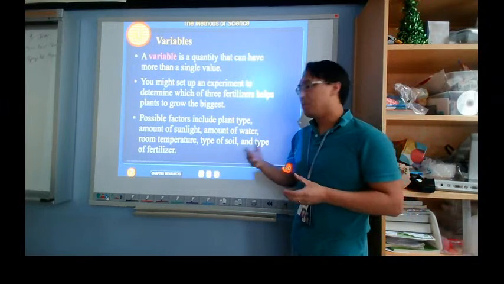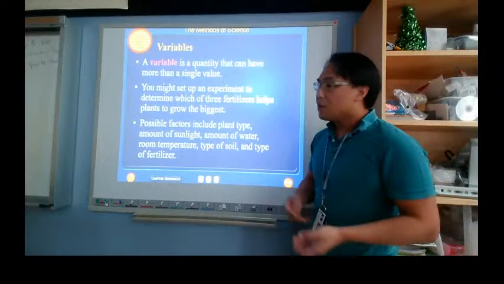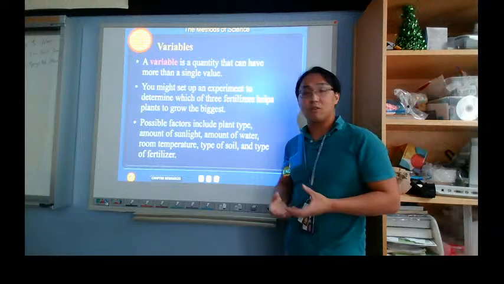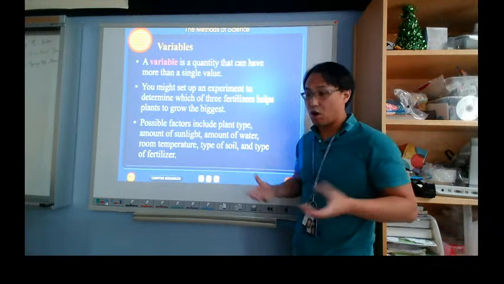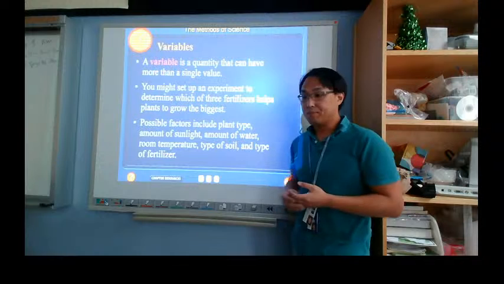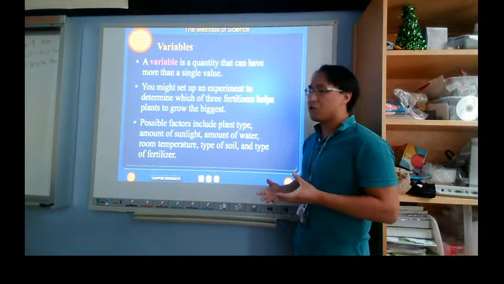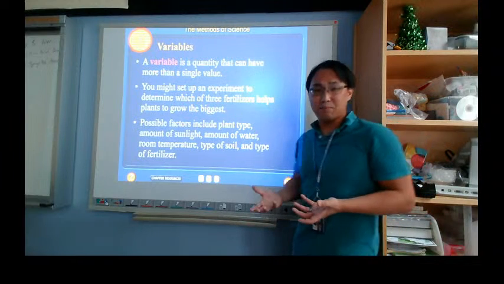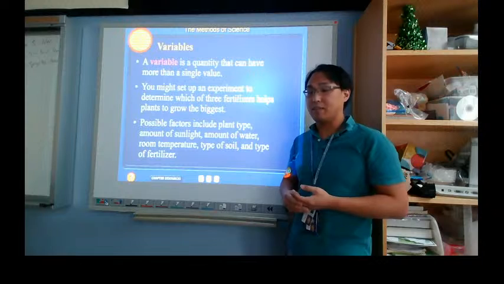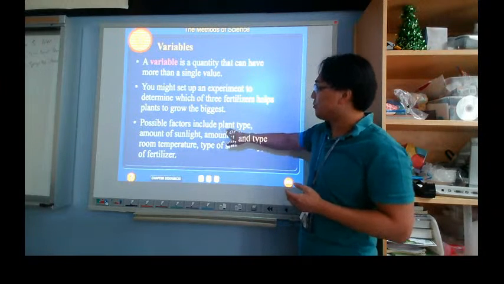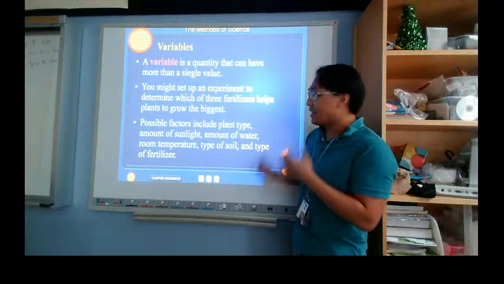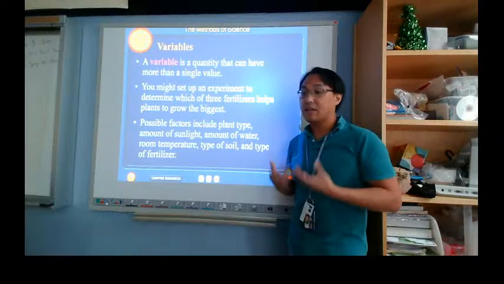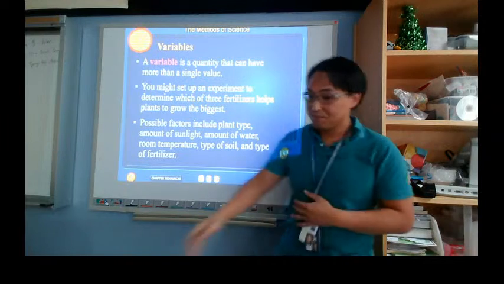So if you were thinking about plants and fertilizers, you could come up with different types of fertilizers to determine whether or not that fertilizer was advantageous for that plant to grow. The fertilizer would be the variable. Not only that, but the plant is going to grow taller, so height becomes a variable as well, because not all the plants are going to be the same height. Other possible factors include plant type, amount of sunlight, and amount of water. All these are different variables because they contain different values.